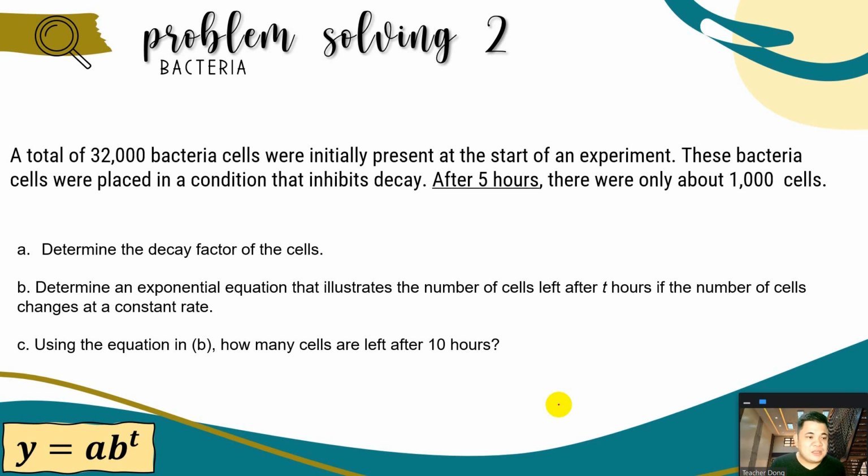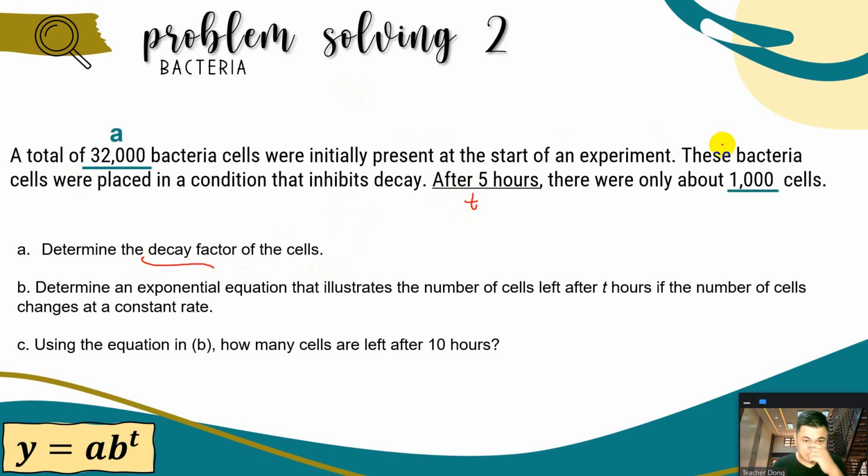So A, determine the decay factor of the cells. B, determine an exponential equation that illustrates the number of cells left after 3 hours if the number of cells changes at a constant rate. C, using the equation in B, how many cells are left after 10 hours? Now, let's analyze the problem. In the problem, we have, of course, the starting value, which is 32,000. And then we also have 1,000 cells, which is the ending value after 5 hours. Now, the question is, how can we solve for the decay factor?